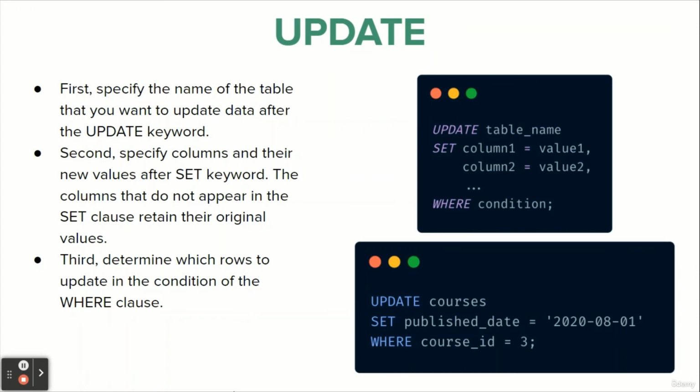Third, determine which rows to update in the condition of WHERE clause. The WHERE clause is optional. If you omit it, the UPDATE statement will update all rows in the table. The UPDATE statement has an optional RETURNING clause that returns the updated rows. The following statement updates the course with ID 3. It changes the published date from null to a defined date.